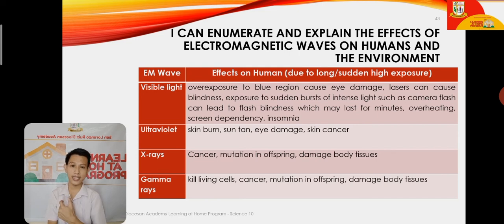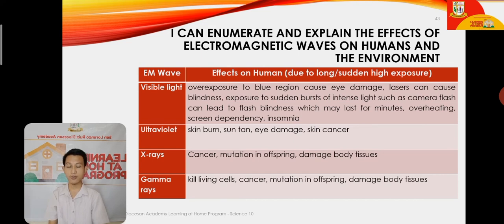Kasi yung ating balat kapag naiinitan, nagpo-produce yan ng melanin para maging protection doon sa inner layers ng ating skin. Kaya lang dahil sa sobrang pagpo-produce nun, pwedeng mag-cause yun ng skin cancer. Okay, may mga tutubong sobrang daming melanin or cells, so magkakaroon ng cancer. X-rays can cause cancer as well.